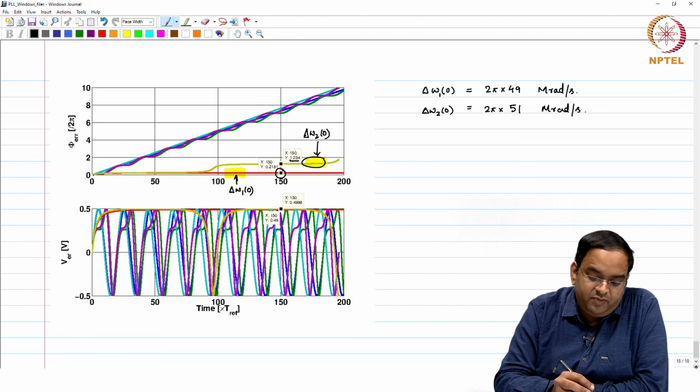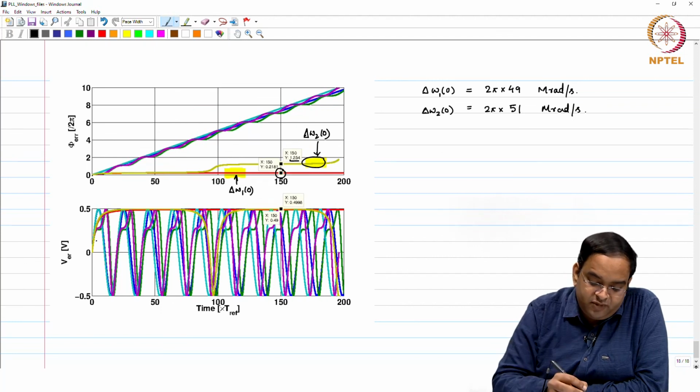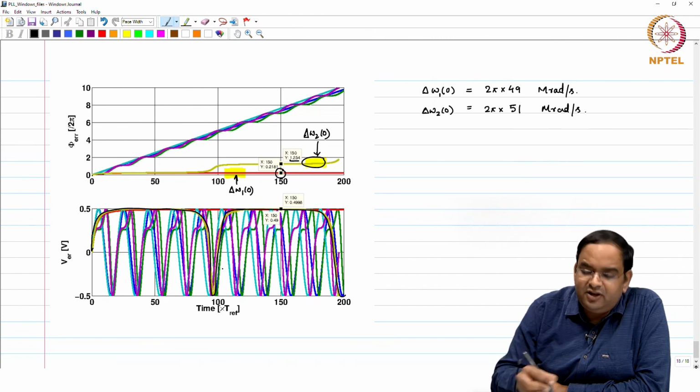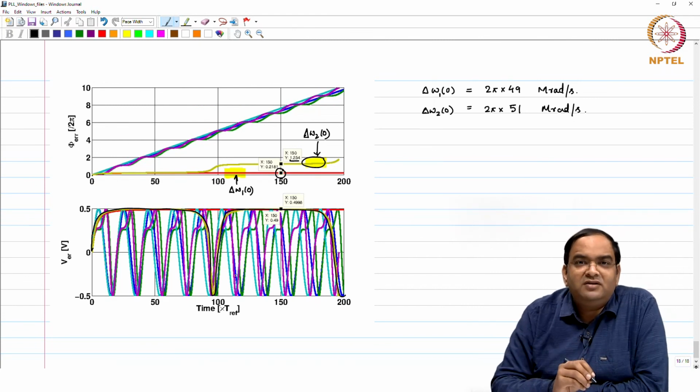How will you make sure the PLL does not lock? The corresponding error voltage is shown at the bottom, and you see it does not settle, it just keeps on repeating. Why it is doing this kind of weird behavior is something which we will check out.